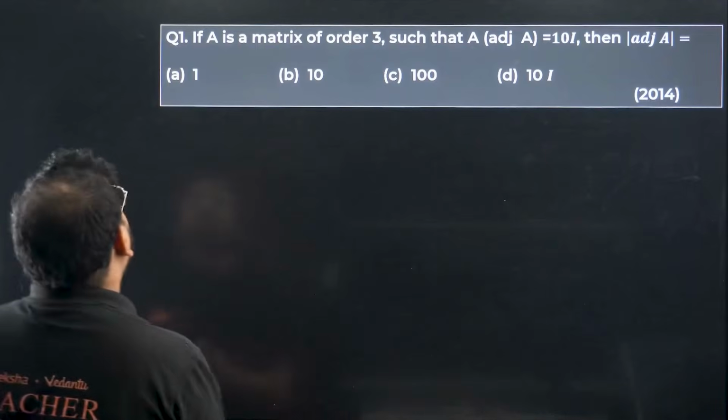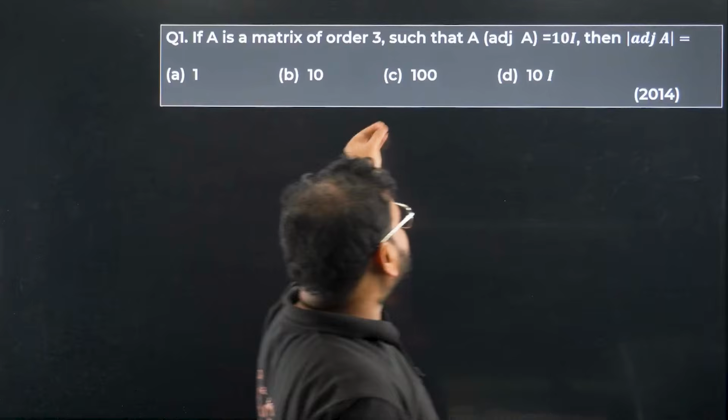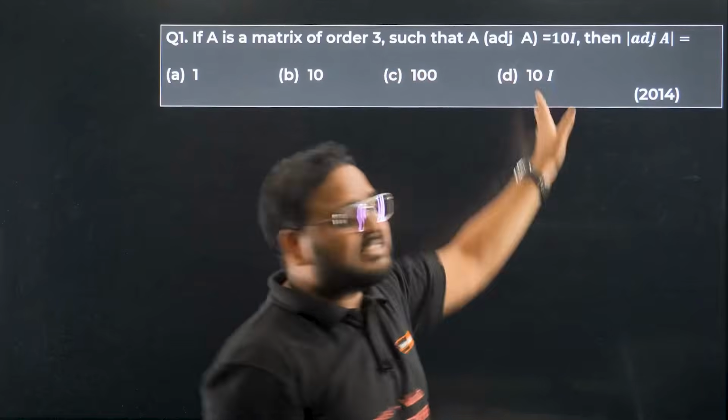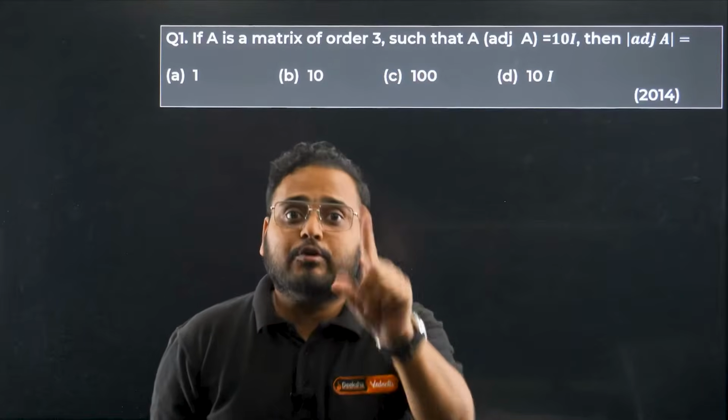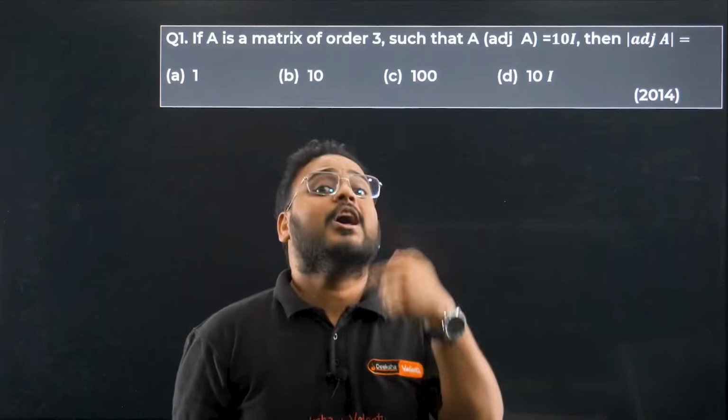Question number 1. If A is a matrix of order 3 such that A adjoint A is 10I. Looking at this question, what do we know? We know a property. We have to remember that. How do you do that?